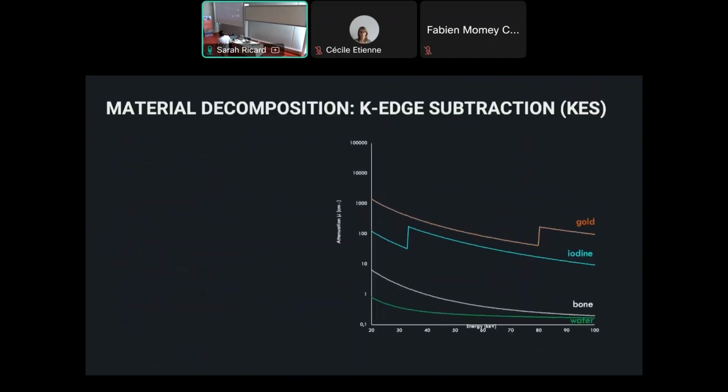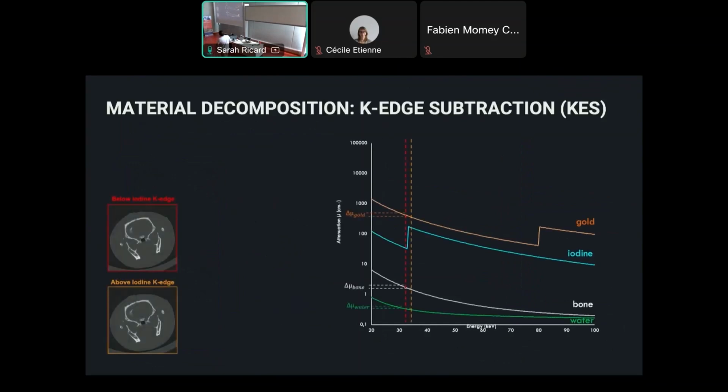So, in terms of equation, it's this. Actually, mu is what we call the absorption coefficient, this attenuation, which is expressed in general in centimeter to the minus one. And what you are sensitive to is this difference.